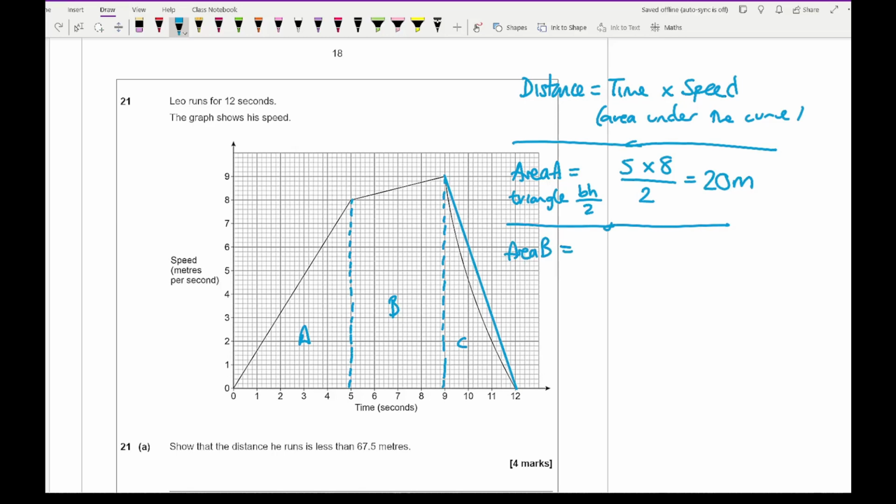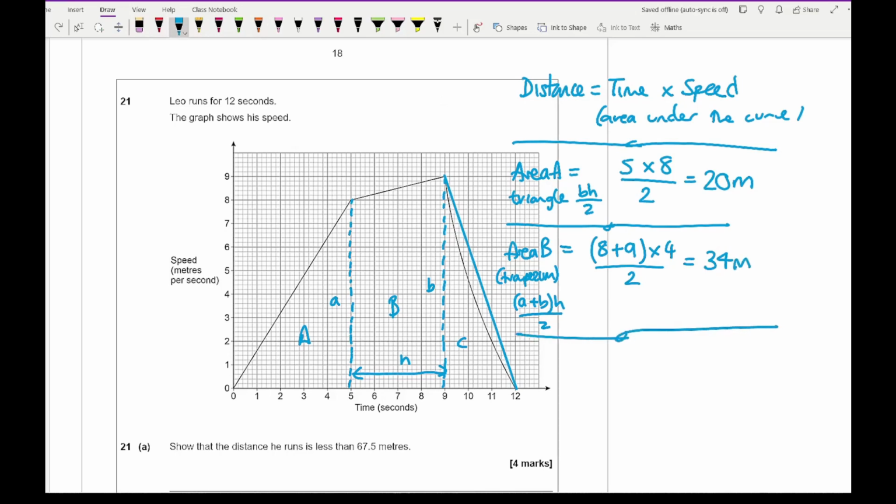Then if I work out area B, and area B is a trapezium, so if this is a, this is going to be b, and this is going to be my height. So that's a trapezium, and the formula for the area of a trapezium is a plus b times h divided by 2. So that's going to be 8 plus 9 multiplied by the height, which is 4, divided by 2. And if I work all of that out, I get an answer of 34 meters. Let me just correct that.